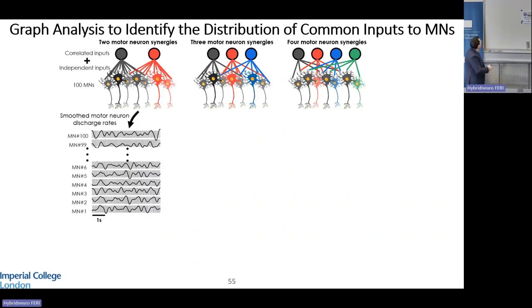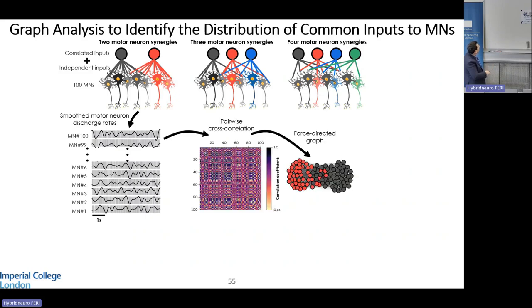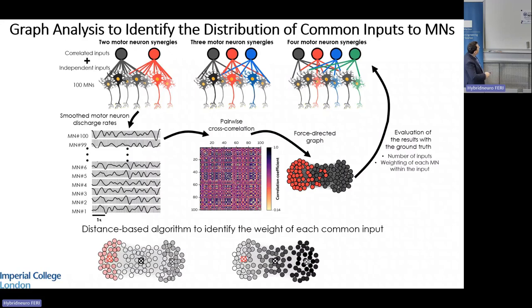By the way, if you decode the motor neuron activity with the techniques we just discussed, you can investigate this common input by looking at the correlation between these motor neurons. You can transform the correlation into a graph where each motor neuron that receives common input is close to each other. So, for example, here you can see two inputs for this situation. Okay, so experimentally you can see this.